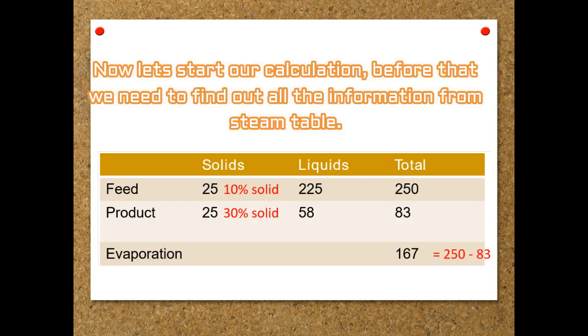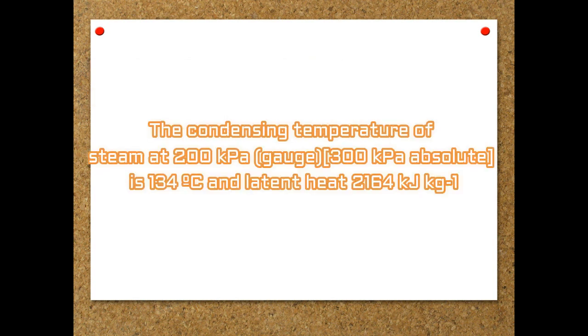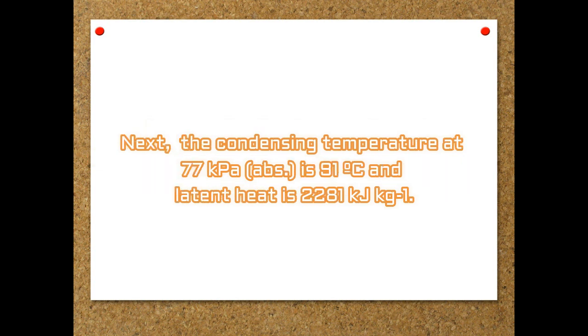Before that, we need to find out all the information from the steam table. The condensing temperature of steam at 200 kPa gauge, known as 300 kPa absolute, is 134 degrees Celsius, and the latent heat will be 2164 kJ per kg. Next, the condensing temperature at 77 kPa absolute is 91 degrees Celsius, and the latent heat is 2281 kJ per kg.